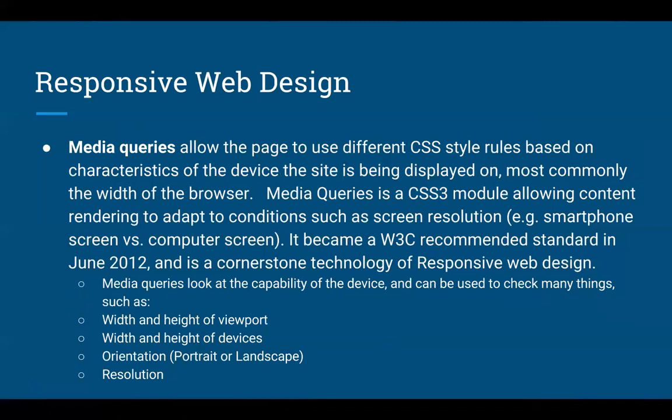Media queries look at the capability of the device and can be used to check many things, such as the width and height of the viewport. The viewport is literally the size of the screen it's on, the width and height of the device itself, the orientation of the device, whether you're holding your cell phone or tablet portrait versus landscape, and the resolution of that device. It looks at all of those things, and then it adapts your website based on the different code that you put in to display correctly, whatever size the screen is.